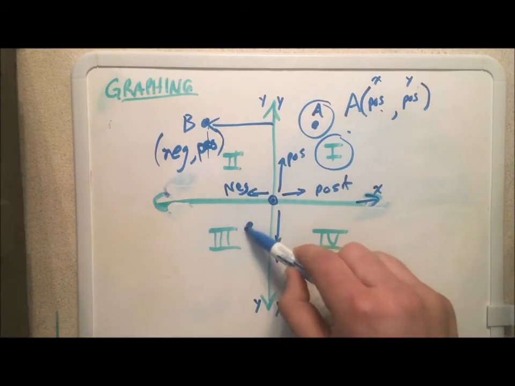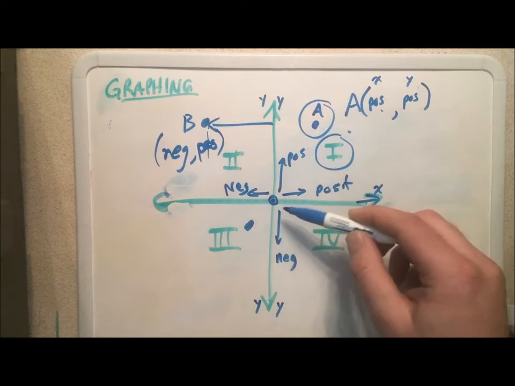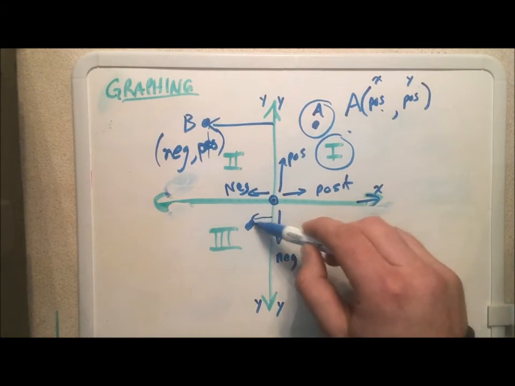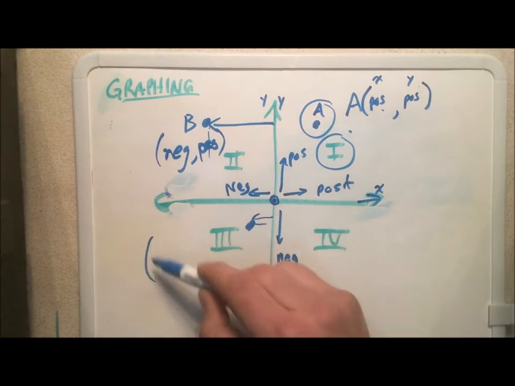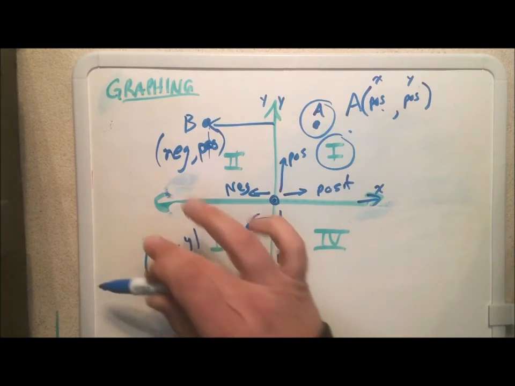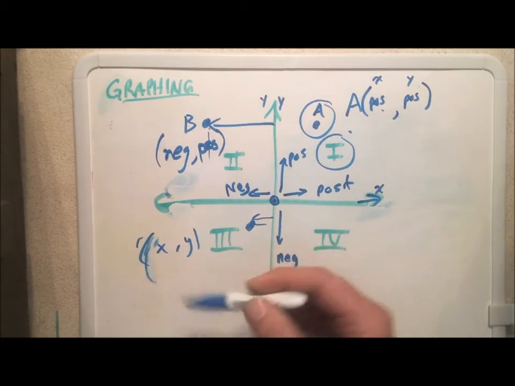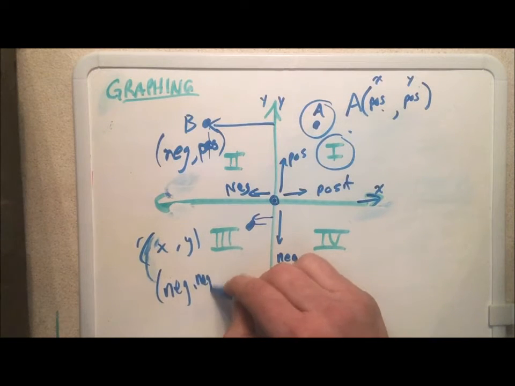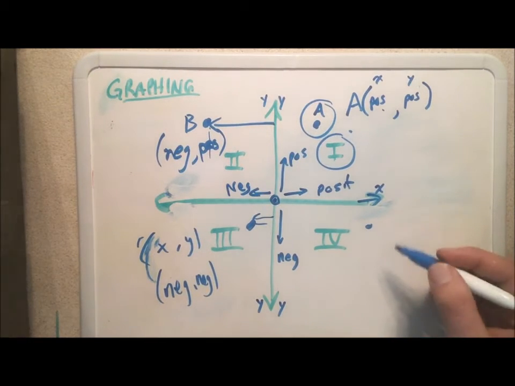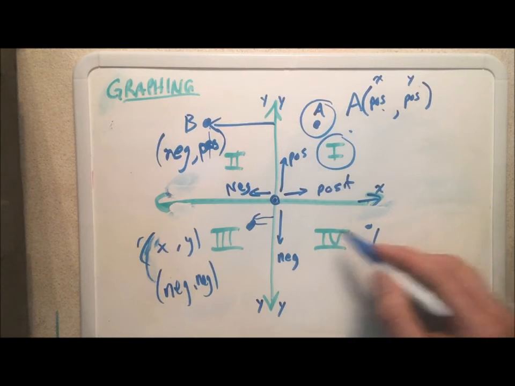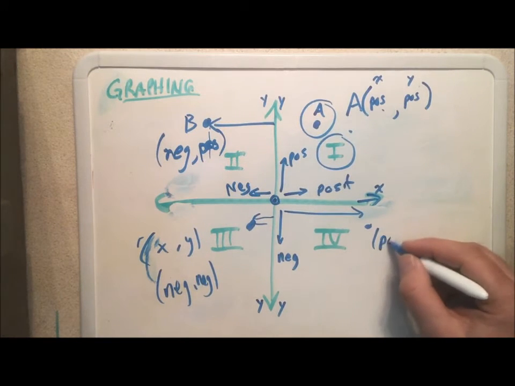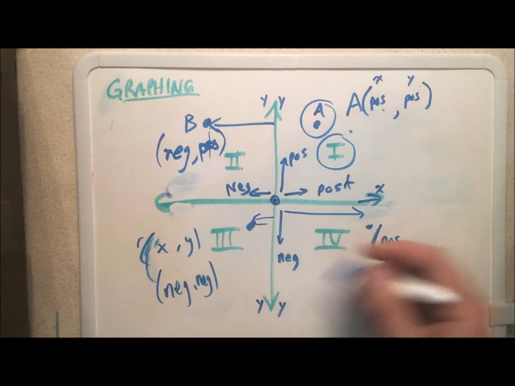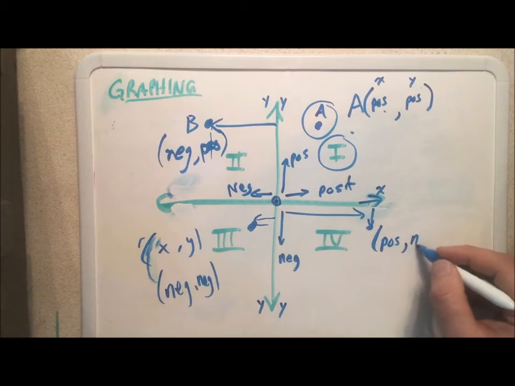Now let's say you had a point over here. So we're going to the left. That means we're below 0. So whatever, our x is going to be negative and our y is going to be negative. And likewise, if I had a point over here, suddenly my x value is positive and my y value is negative because I'm below 0.